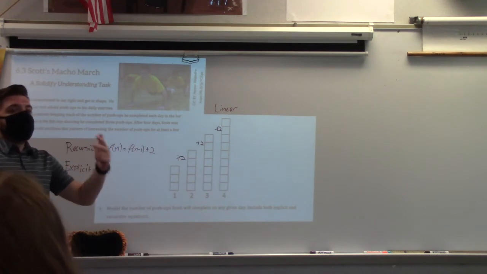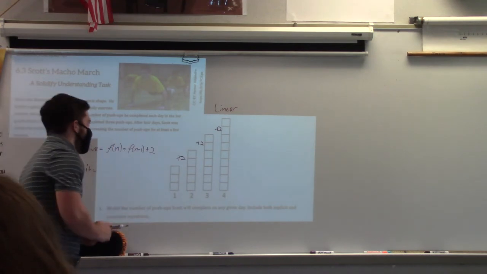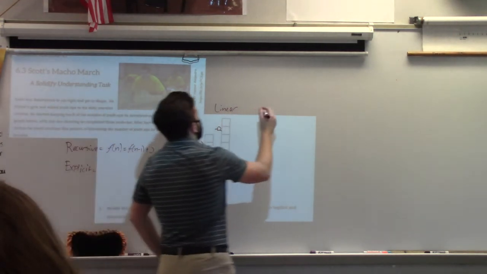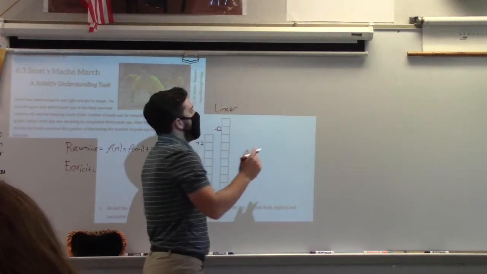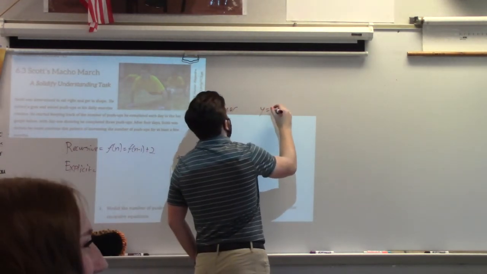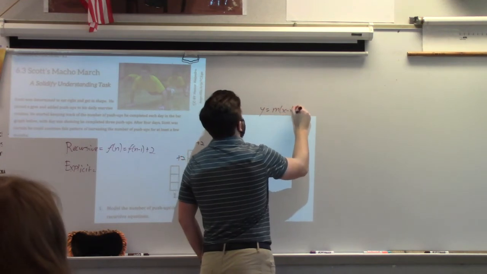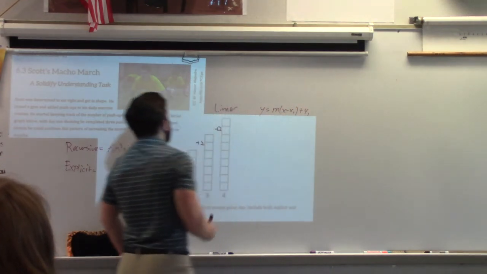What should we use? Point slope, because we have a point and a slope. Yeah, you try to tell me y equals mx plus b. Now, point slope is y equals m times x minus x1 plus y1. So I figure out what my intercept is.